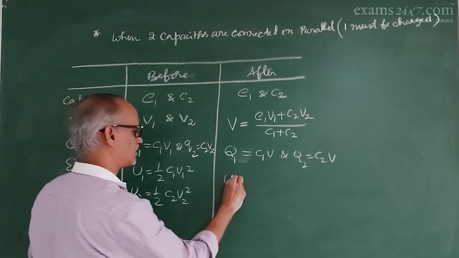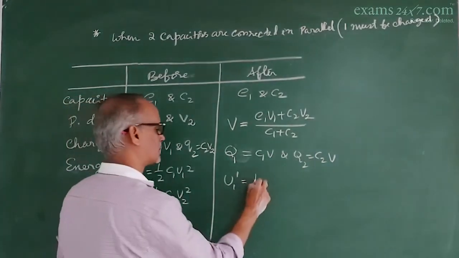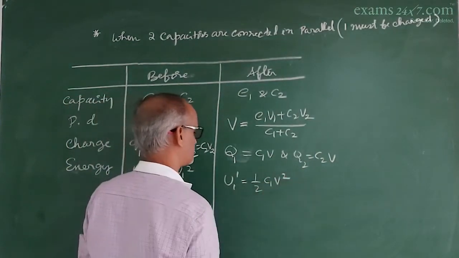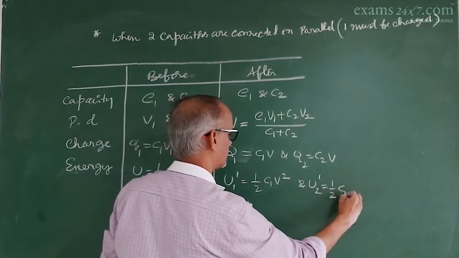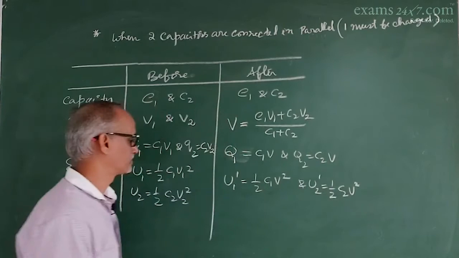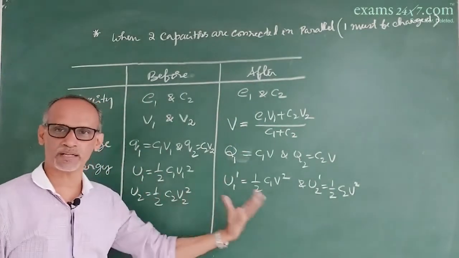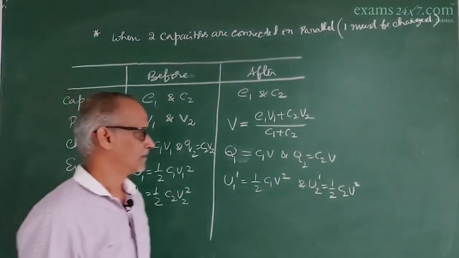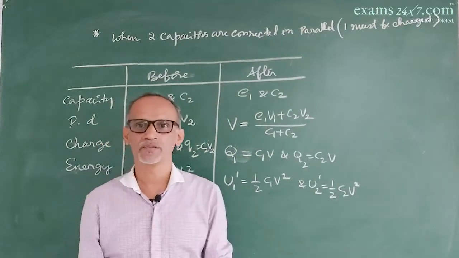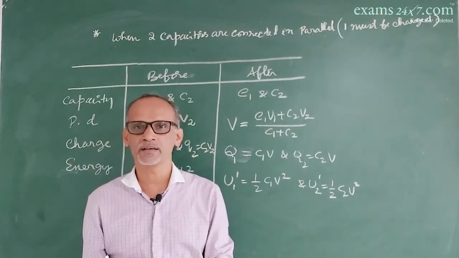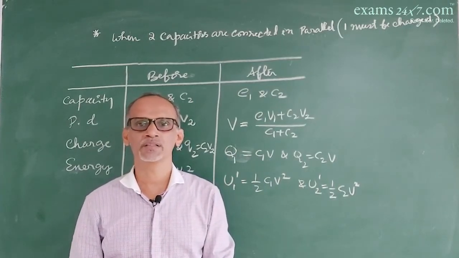Now what about the energy? The energy is U1 dash. There will be different energy. So U1 dash is equal to half C1V squared, and U2 dash will be equal to half C2V squared. So this is the energy stored in both the capacitors before and after they are connected in parallel. But during the flow of the charges from one capacitor to the other capacitor, there is a flow of charges that will result in a current, and that current generates some heat. So there will be some loss of energy.